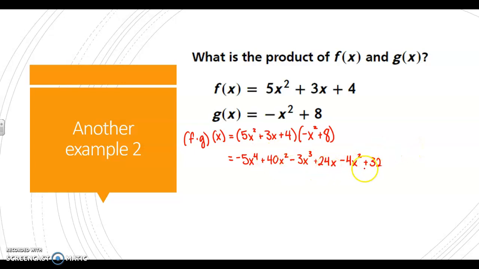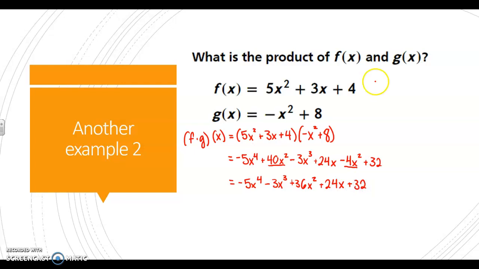Now, there's only 2 terms in here that we can combine, and those are our x squared terms. So rewriting this, we have negative 5x to the 4th, and typically we want to write with the highest power going first and then descend through there. So next I'm going to write my cubic term, so minus 3x to the 3rd. We combine our quadratic terms, so 40x squared minus 4x squared gives us 36x squared plus 24x plus 32.